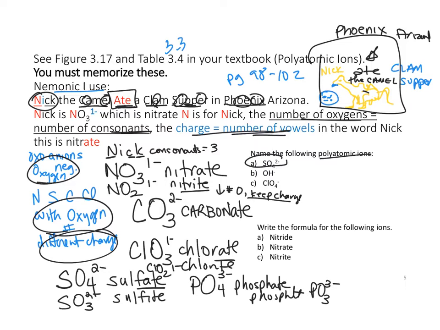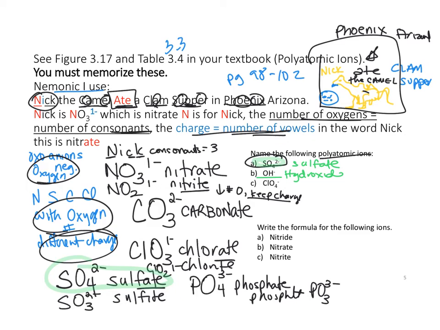Okay, so name the following polyatomic ions. So what is this one? Well, there it is, right? So this is sulfate. OH, now that is in table 3.4. So some of these you're going to have to memorize. OH is hydroxide.